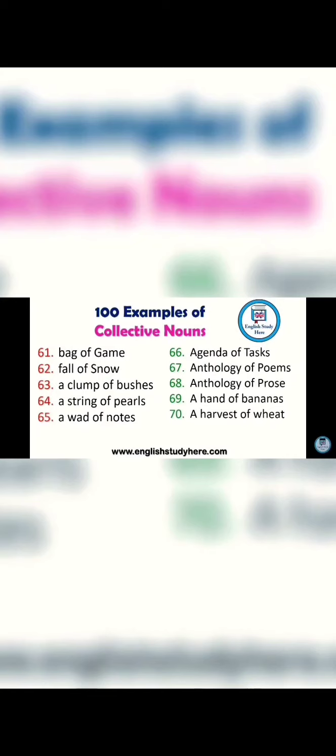A bag of game, a fall of snow, a clump of bushes, a string of pearls, a wad of notes, an agenda of tasks, an anthology of poems, an anthology of prose, a hand of bananas, a harvest of wheat, a rope of pearls, a rouleau of money, a round of drinks, a serving of spoons, a comb of bananas, a flight of aeroplanes, a flight of stairs, a garland of sonnets, a pack of cards.